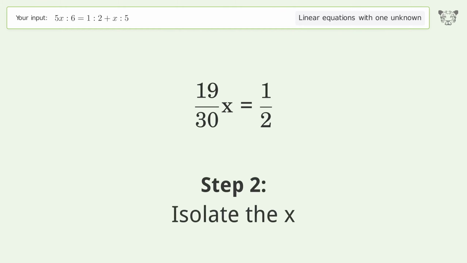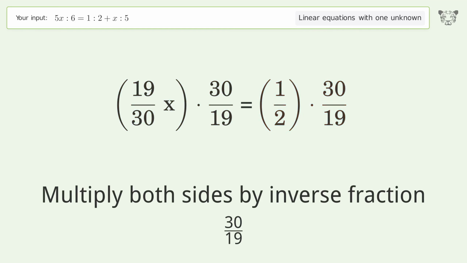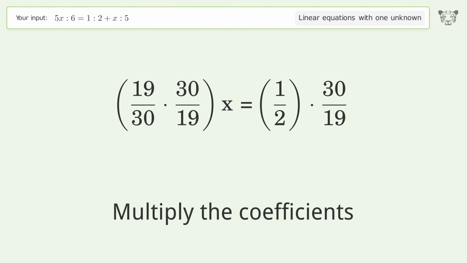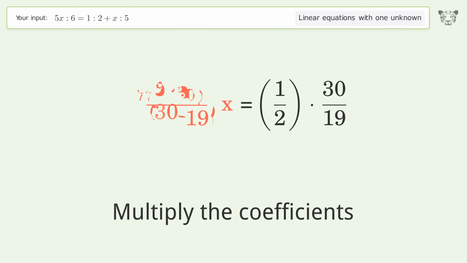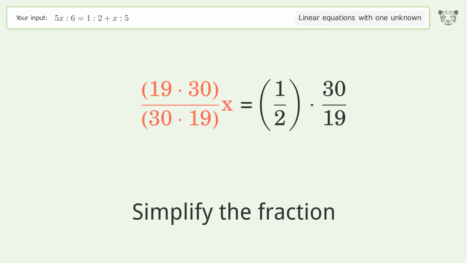Isolate the x. Multiply both sides by inverse fraction 30 over 19. Group like terms. Multiply the coefficients. Simplify the fraction.